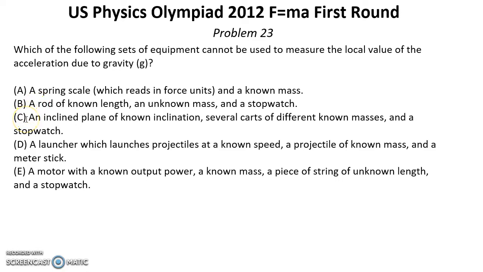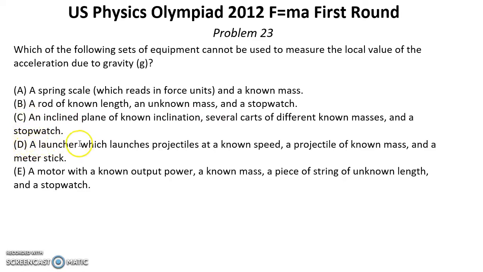C. An inclined plane of known inclination, several cards of different known masses, and a stopwatch. Here we definitely need to know the height from where these cards can be pushed, or the distance they travel, but we don't have a measure for that. So this definitely cannot be used to measure g, so it means that this is the correct answer.